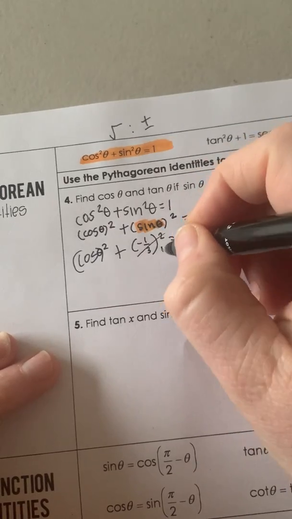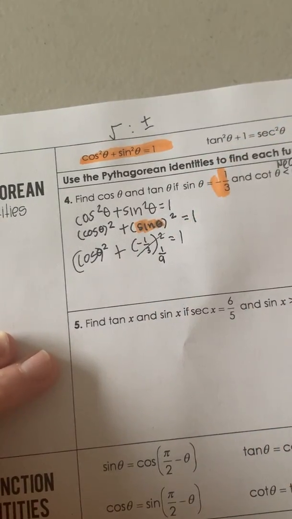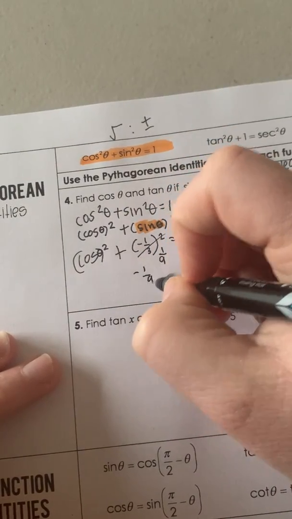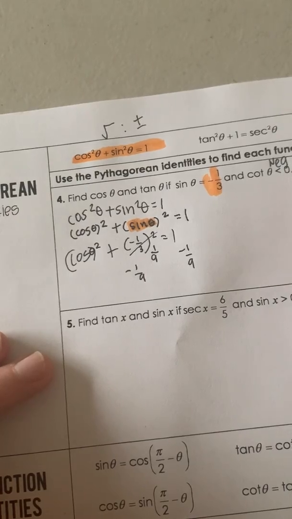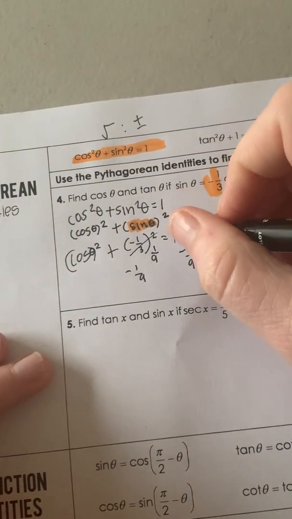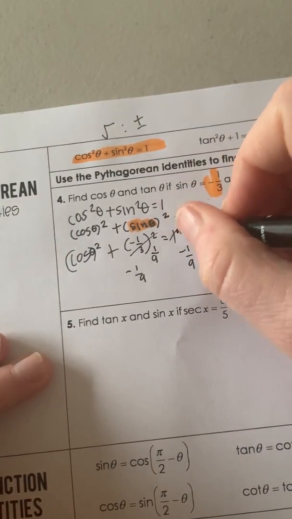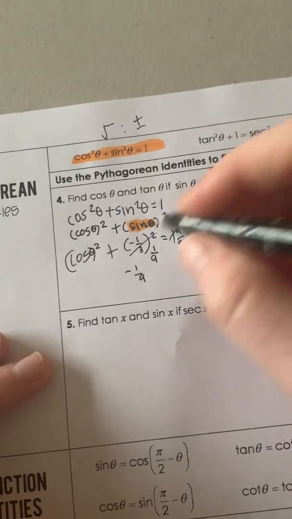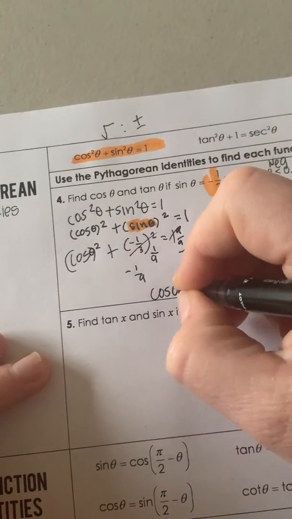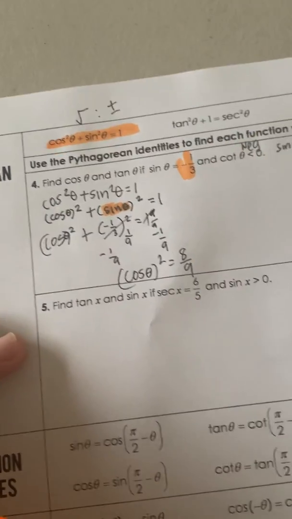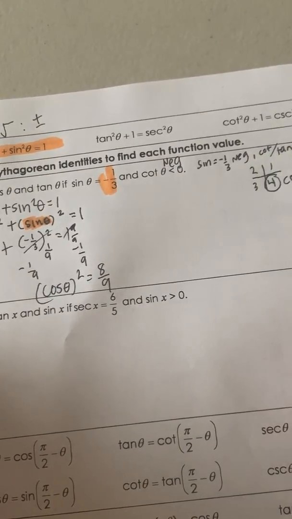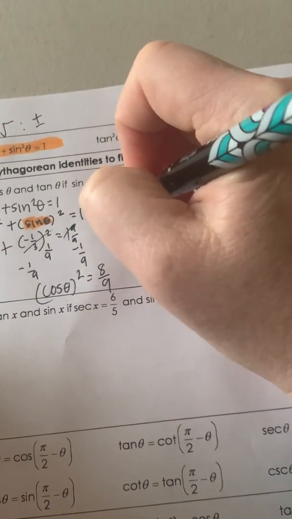-1/3 squared is 1/9. Okay. So I'm going to subtract 1/9 from both sides. And you want to keep it a fraction, okay? So 1 is really 9/9. I'm subtracting 1/9. So now I'm at cosine theta squared is 8/9. Okay, so I'm trying to find cosine theta.